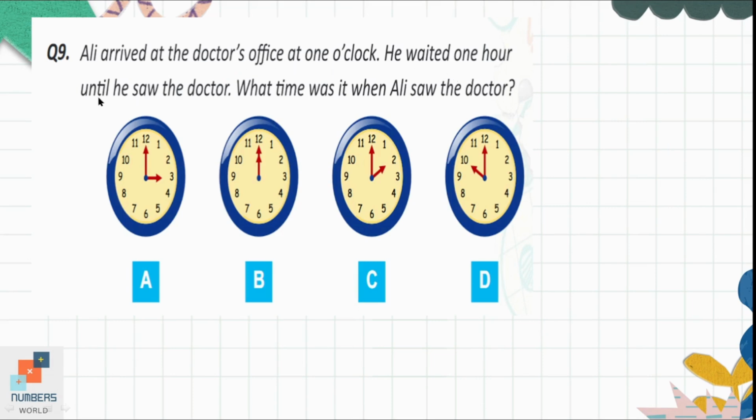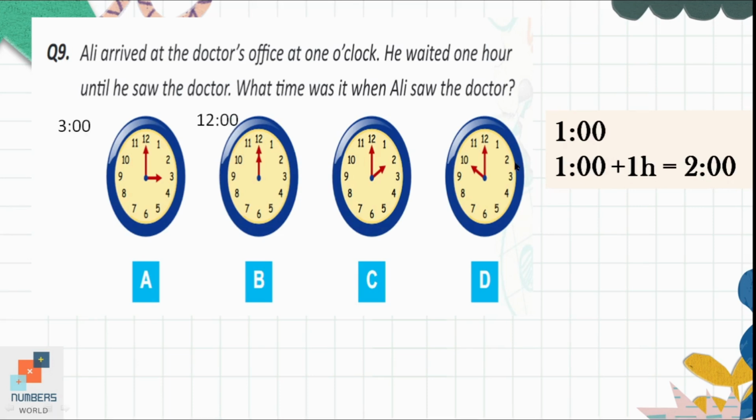Question number 9, Ali arrived at the doctor's office at 1 o'clock. He waited 1 hour until he saw the doctor. What time was it when Ali saw the doctor? So Ali arrived at 1 o'clock and he waited for 1 hour. So 1 o'clock plus 1 hour is equal to 2 o'clock. So if we look at all our options, option C is representing 2 o'clock. So that is the correct one.